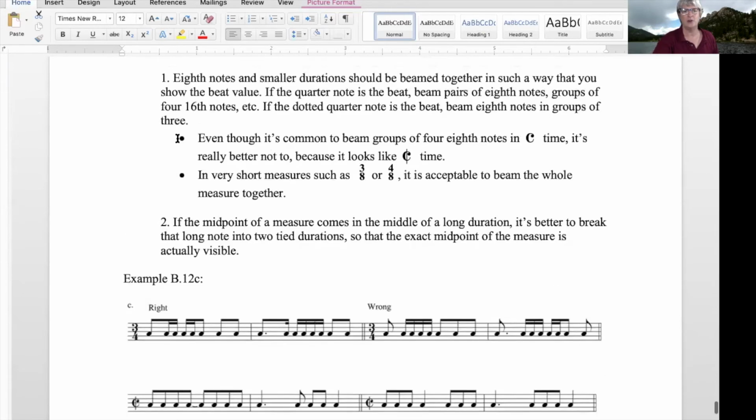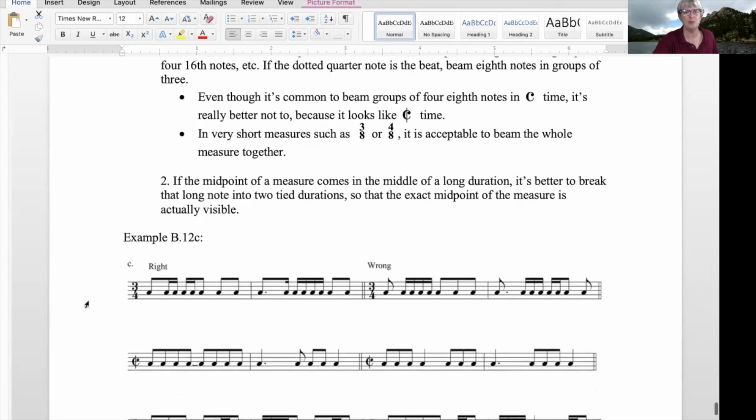Two bullet points here to pay attention to. Even though it's common to beam groups of 4 eighth notes in 4/4 time or common time, it's really better not to because it makes it look like cut time. Second bullet point, in very short measures, such as 3/8, 4/8, 2/4, it is acceptable to beam the whole measure together, and you often see that.